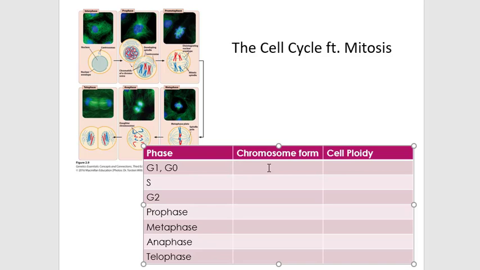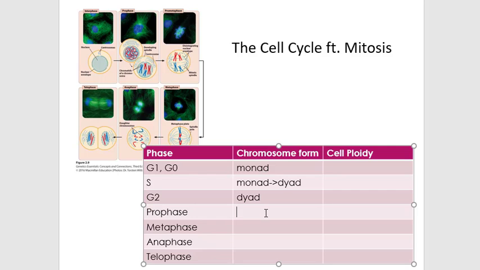So in G1, the chromosomes are in the monad form. In S phase is when they transform from monad to dyad, because that's when DNA replication happens, and DNA replication is replicating the monad chromosomes, and so they're in the dyad form after that's completed. So by the end of S phase, you have dyad chromosomes.